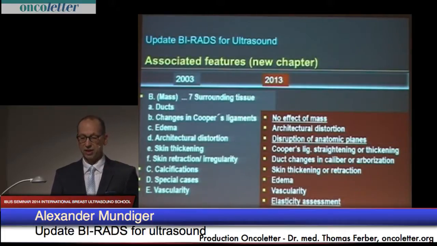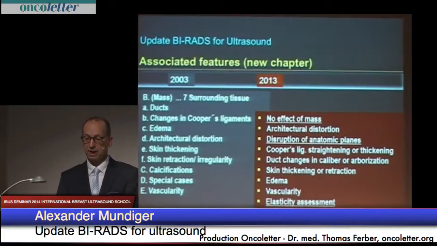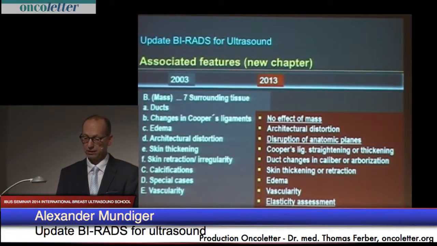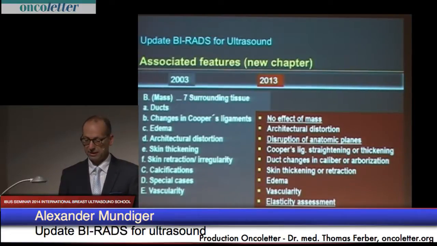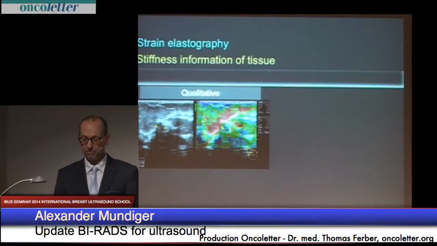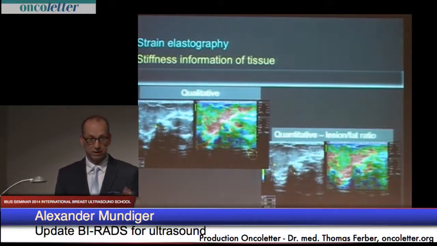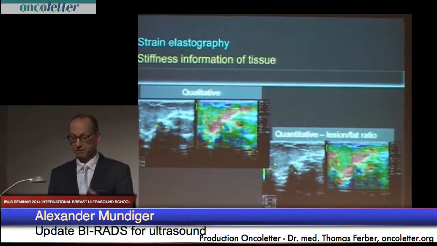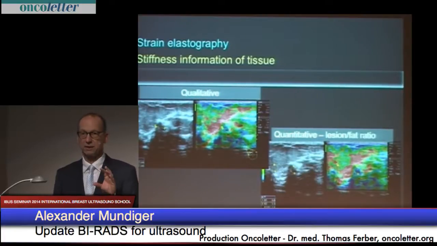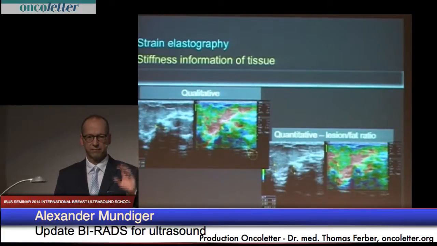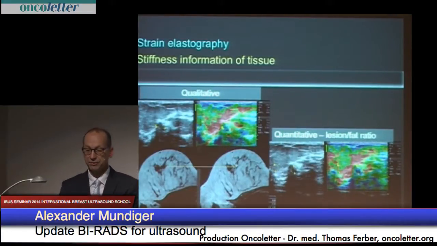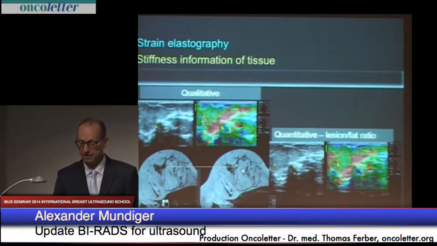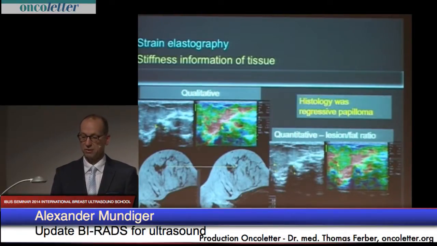And here we see again what has changed with the associated features. There are other things that have changed. For example, no effect of a mass is a new criterion. Disruption of anatomic planes is a new criterion, and elasticity assessment. And looking here at the stiffness information, you only just use the qualitative approach. You can make lesion analysis on a quantitative base, but the final assessment for BI-RADS is just stiff, intermediate, and soft. And in this lady, you see here a cancer. This little lesion is a very stiff lesion, and showing you the MR, you see it's enhancing. And it looked like a cancer, but finally the histology was regressive papilloma.